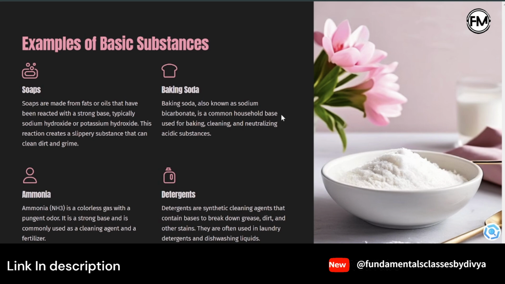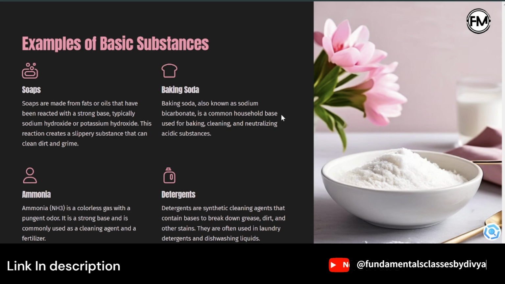Soaps and detergents, obviously. The soaps are made up of fats and oils that have been reacted with strong bases, typically sodium hydroxide, NaOH, or potassium hydroxide. This reaction creates a slippery substance that can clean dirt. Yes, so this is the procedure of how we wash clothes. Second example is baking soda. Baking soda is also known as sodium bicarbonate.